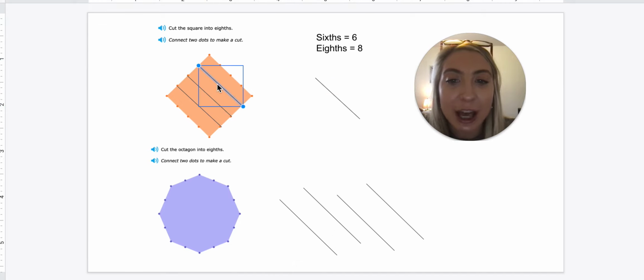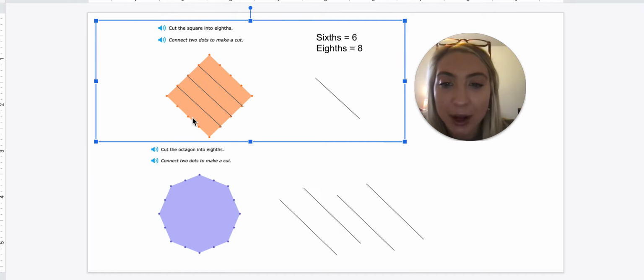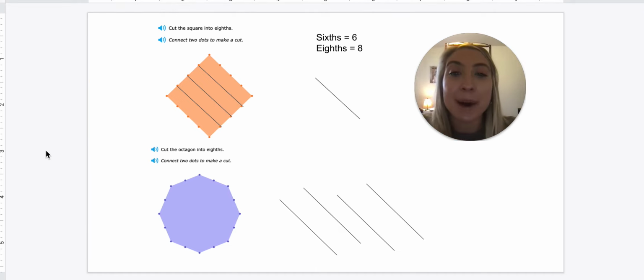So now let's see how many equal parts I just made. I made 1, 2, 3, 4. I just made 4 equal parts. But we want 8 equal parts. So how can I make another line to double the amount of equal parts?